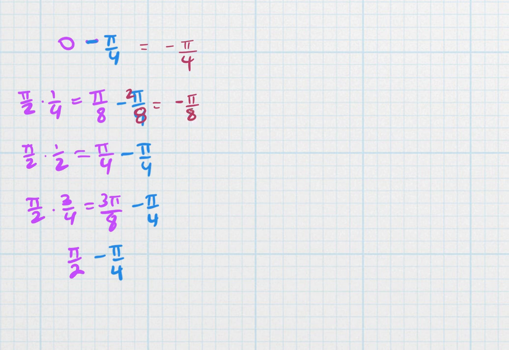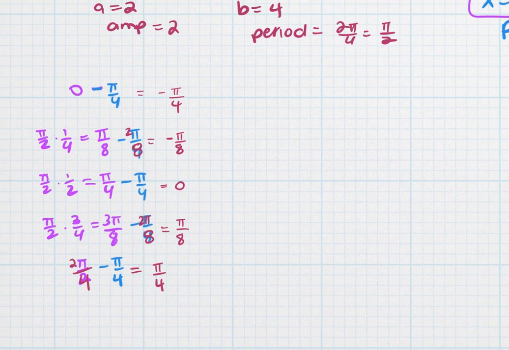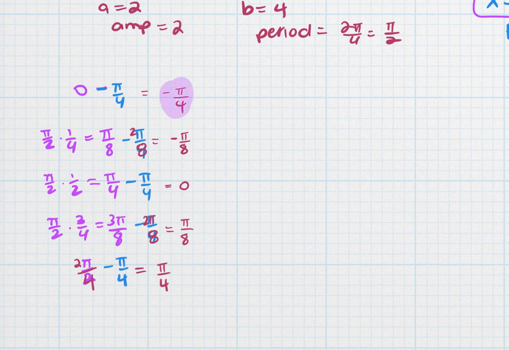Pi over 4 minus pi over 4 is 0. 3 pi over 8 minus pi over 4 becomes, the pi over 4 becomes 2 pi over 8 again. So this is pi over 8. And then pi over 2 minus pi over 4, multiplied by 2, I get 2 pi over 4 minus pi over 4, which is pi over 4. And now these are your 5 key points.